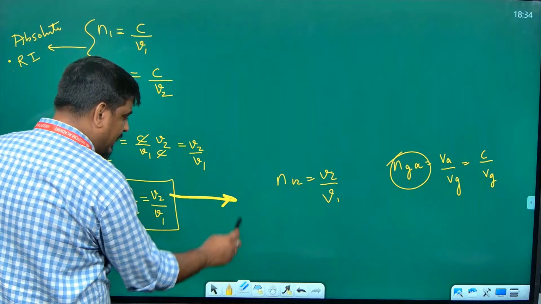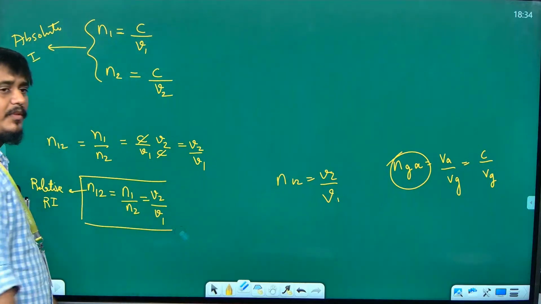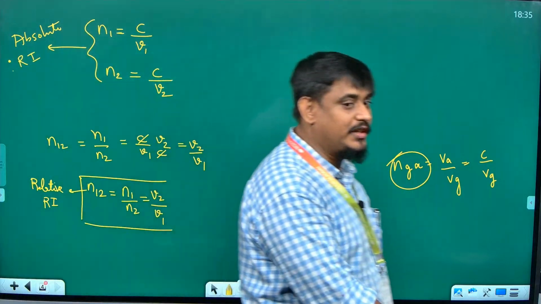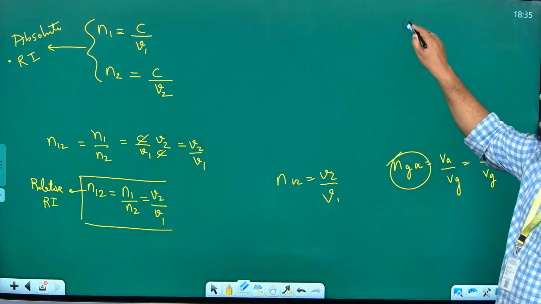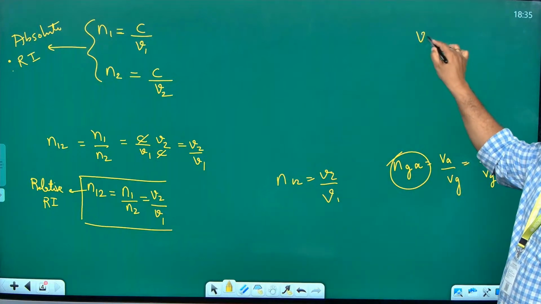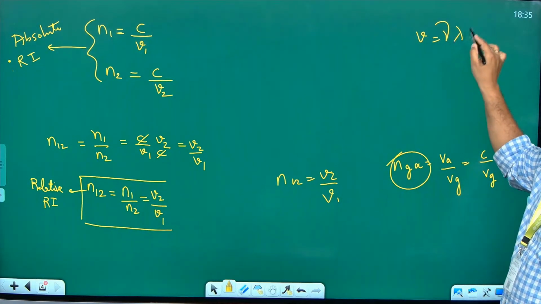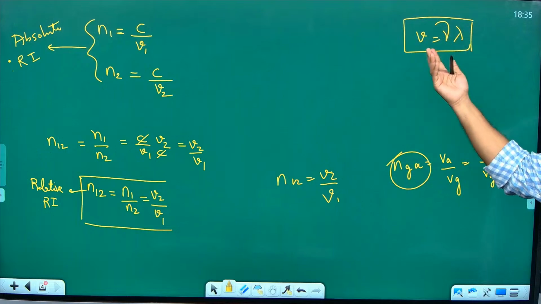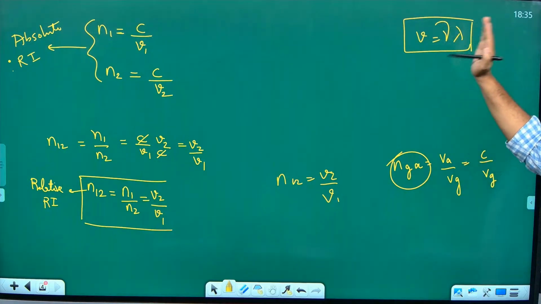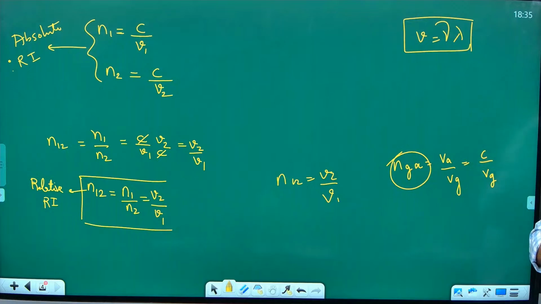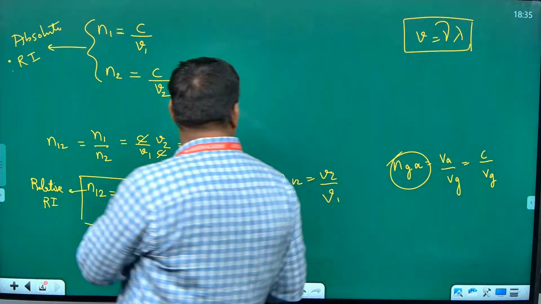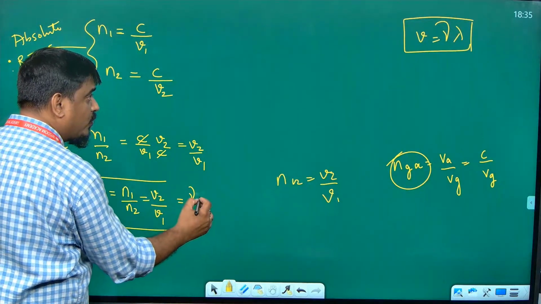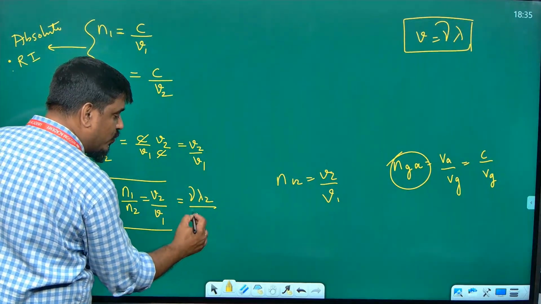I can write one more term here. You know what? Imagine, in your 9th standard sound chapter you studied this, that velocity is equal to frequency into wavelength. You remember this? Displacement is lambda, 1 by time is frequency. So it became frequency into wavelength. Am I right? Everybody knows this formula? Okay. So, I can write V2 as nu into lambda 2 by nu into lambda 1.